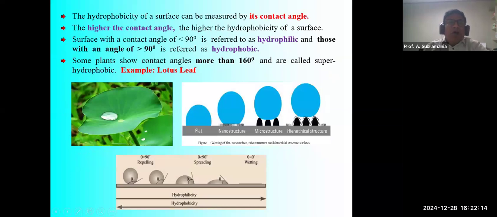The hydrophobicity of a surface can be measured by its contact angle. The higher the contact angle, the higher the hydrophobicity of a surface. A surface with a contact angle of less than 90 degrees is referred to as hydrophilic, and those with an angle of greater than 90 degrees are referred to as hydrophobic. Some plants show a contact angle of more than 160 degrees and are called super hydrophobic. Example: lotus leaf.